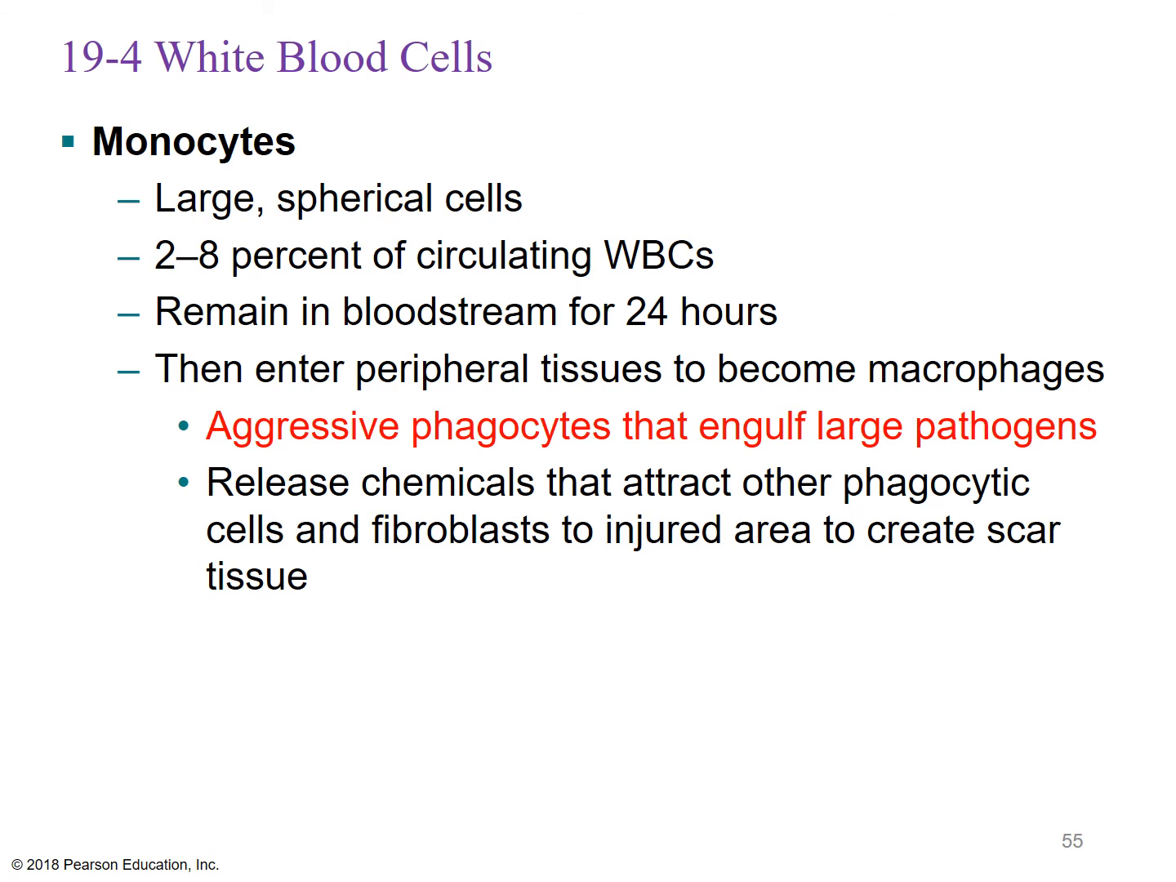Monocytes are large cells, very large. This is 2 to 8% of the circulating white blood cells, and they remain in the bloodstream for about 24 hours. Then they will enter the peripheral tissues to become macrophages. So circle that word, macrophages. Monocytes in the blood, macrophages in the tissues.